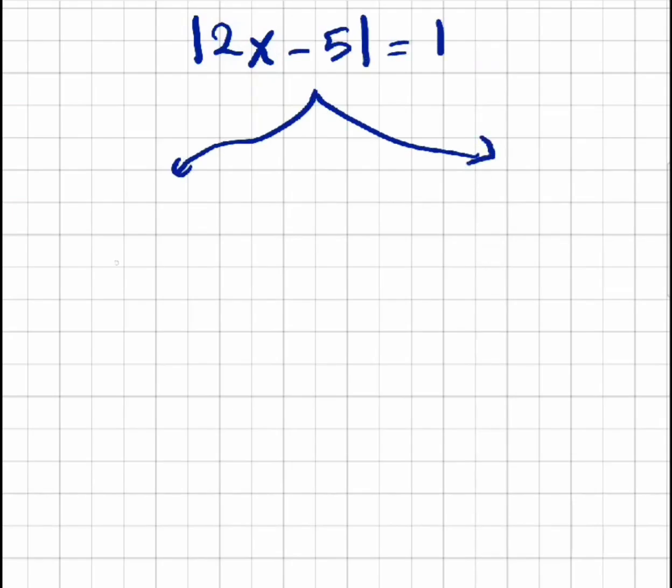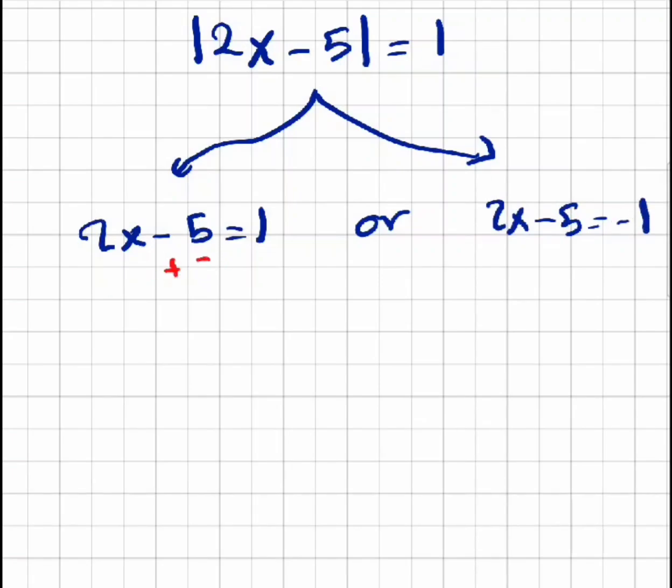Find the value of x given this equation. So just like the last example, let's set 2x minus 5 equal to 1 and negative 1. First, let's add 5. 1 plus 5 is 6. And then let's divide both sides by 2. So x is equal to 3.